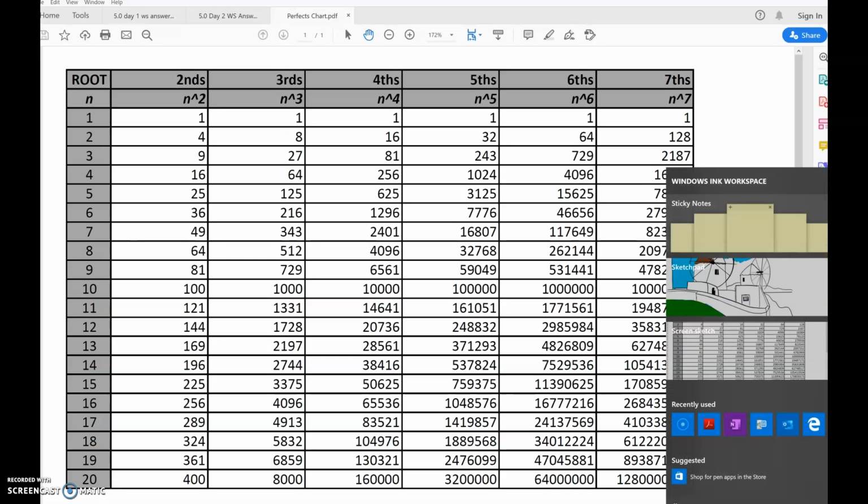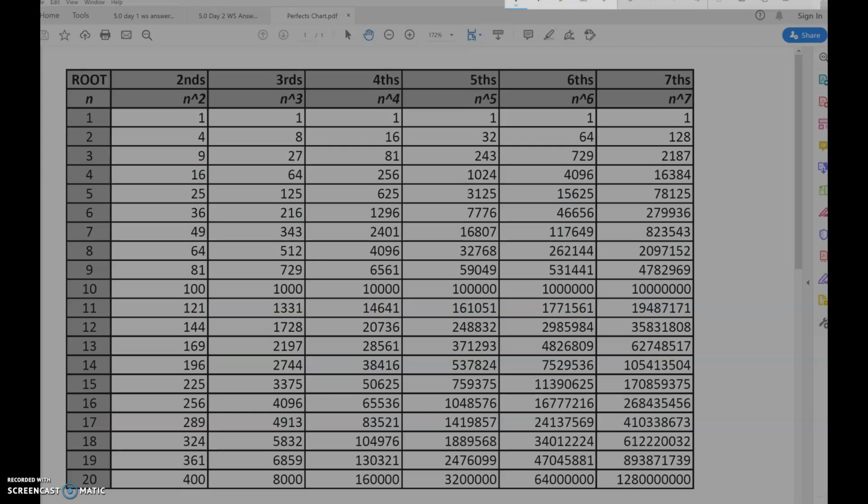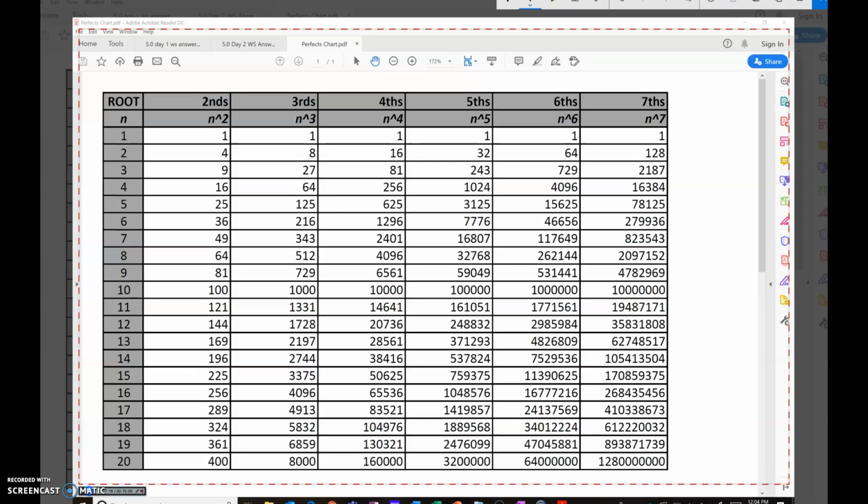This is a perfects chart. It shows a lot of information. You can use this to raise things to exponents. You can also use it to take the whatever root of things. For example, 6 to the third. 6, you go over to the thirds column. 6 to the third is 216. How about 9 to the fourth? What is 9 to the fourth?